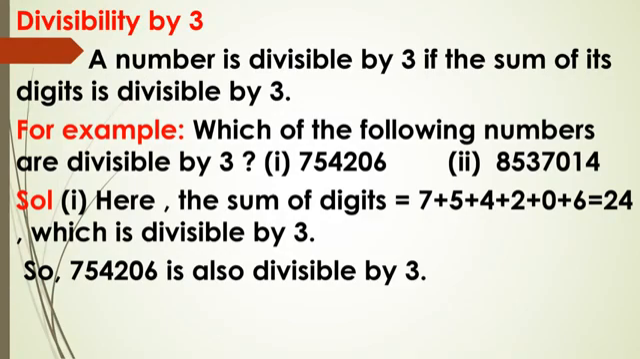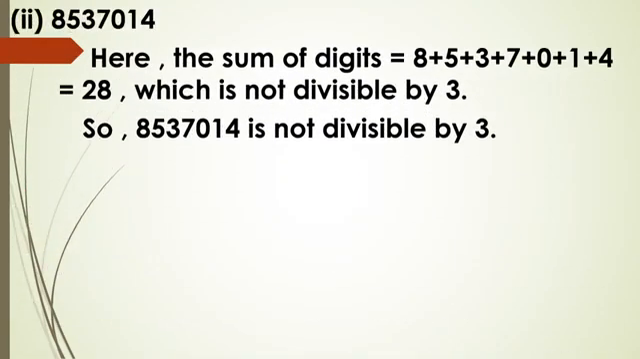Now see the second example. It is 85,37,014. Now again find out the sum of all its digits. That is 8 plus 5 plus 3 plus 7 plus 0 plus 1 plus 4. What is the sum? You will get 28, which is not divisible by 3. So as 28 is not divisible by 3, the number 85,37,014 is also not divisible by 3. Okay?